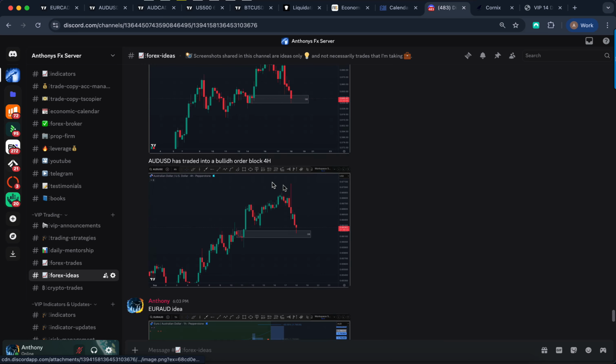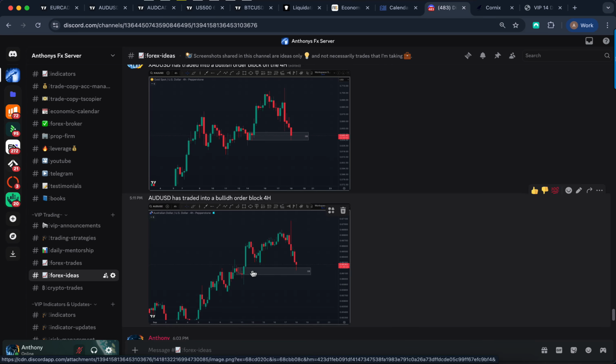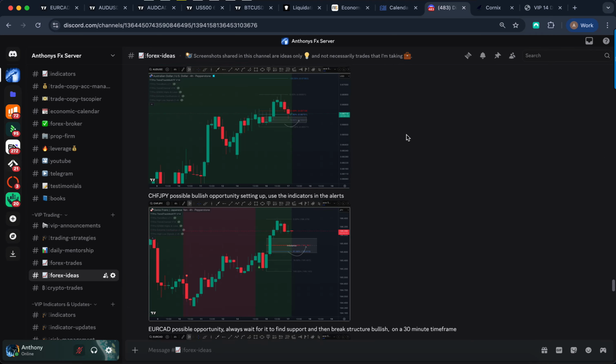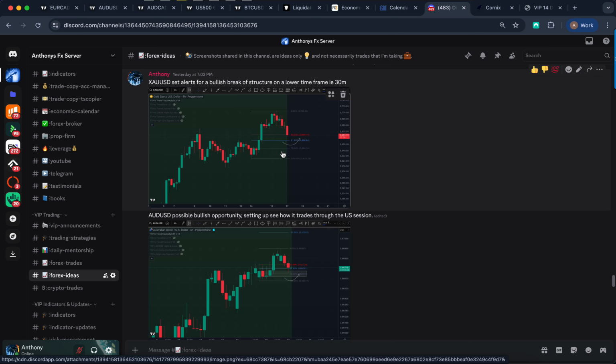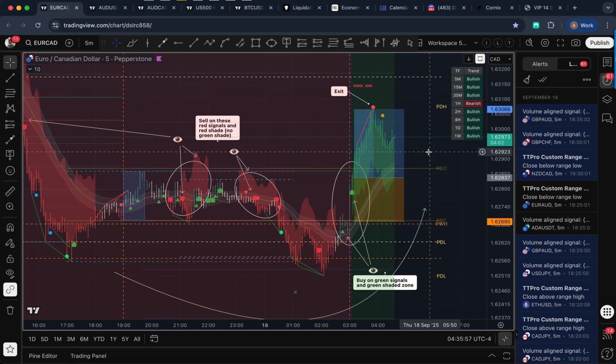I've got a couple in here. Where are they? There you go. Look, there's a Aussie dollar has traded into a bullish order block. Obviously we're going to be looking for that to rotate. But I really like these ones here where it's trending, and all we're doing is just waiting for it to pull back and rotate. It's a simple matter of going into here and setting one alert. That's it.